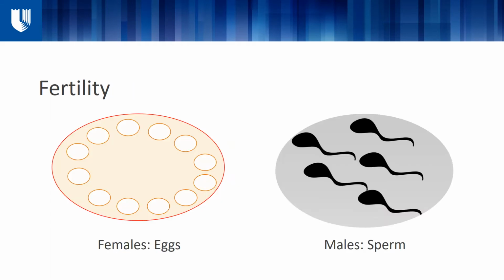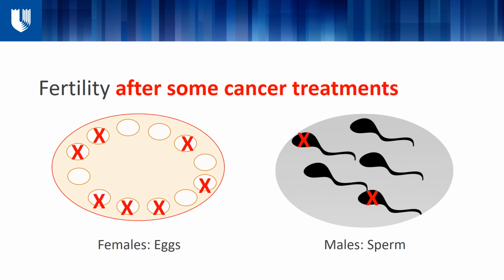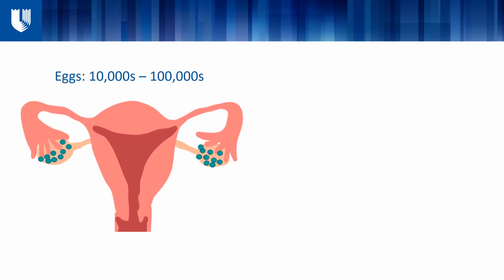Certain cancer treatments, like chemotherapy, radiation, and surgery, might change someone's ability to have a child in the future. Some types of chemotherapy, radiation, and surgery can harm the eggs and sperm.